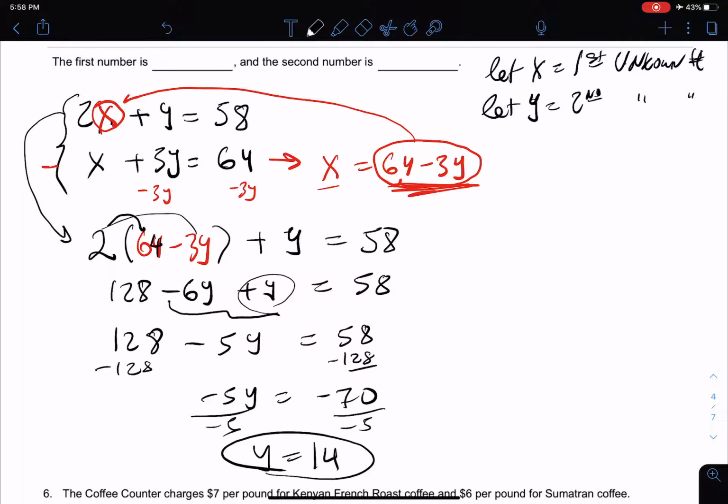Okay, and now you got that 14. You could just simply sneak that 14 back into this equation and solve for x. So x equals 64 minus 3 times, what do we find out y to be? Well, we just found out that y is 14. So we put 14 in for y, and we solve. So now we know that, oh, did I put it in a different one last time? It doesn't matter which one I put it in.